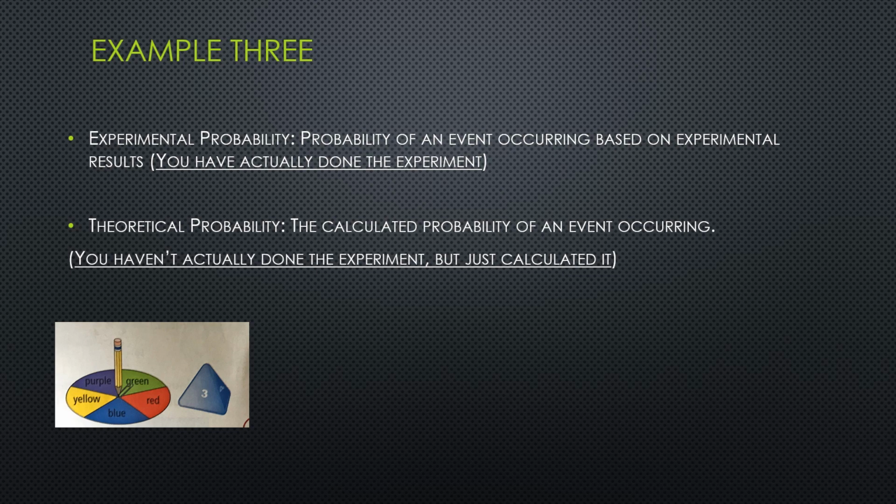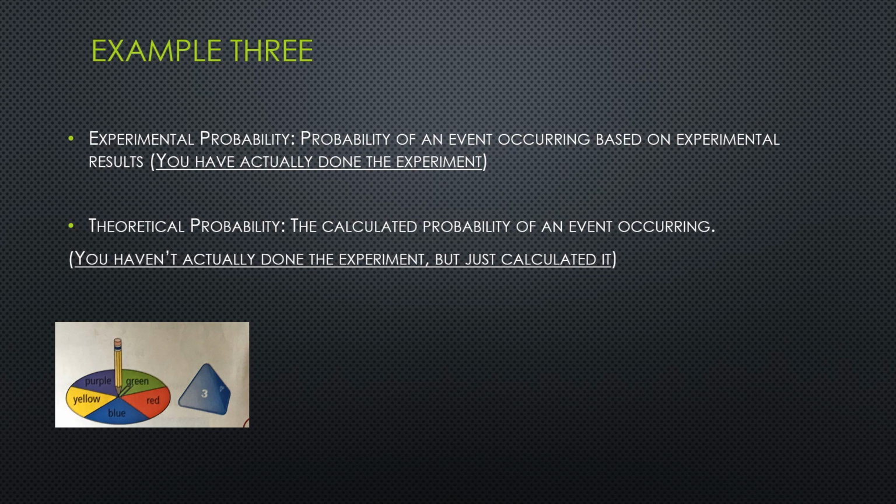So example 3, first thing we're going to look at here are just 2 terms you're going to notice in your assignments. The term experimental probability and theoretical probability. So let's just start with what each one means. So experimental probability, well, this is the probability of an event occurring based on experimental results. What this means is you've actually done the experiment.